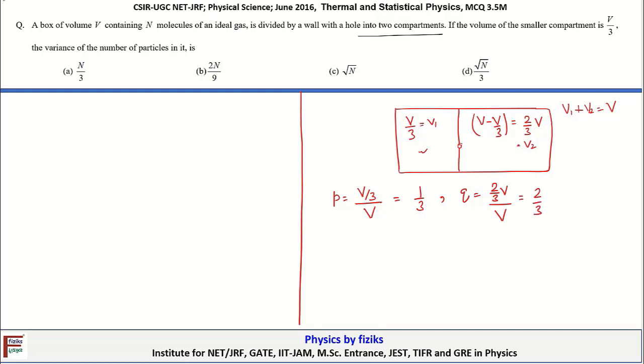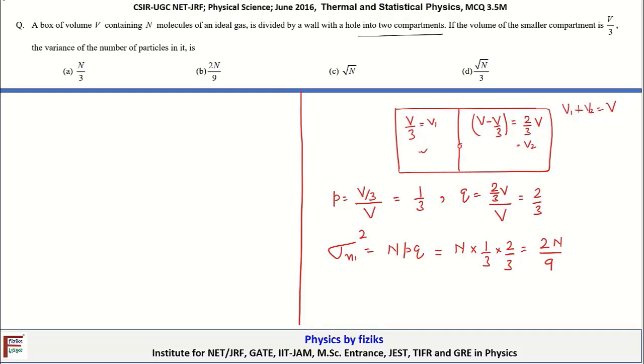Now, as we have learned in the random walk in one dimension, this problem can be treated in a similar manner. Sigma n1 square is equal to n p q, that's the variance in the number of particles. Here n is the total number of particles, multiplied by p, which is 1 by 3, and q, which is 2 by 3. So this is equal to 2n by 9.